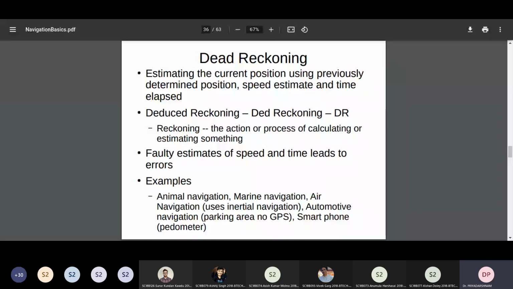The difficulty here is that if your sensors are performing poorly, then your estimates will also be wrong. So this is one of the most difficult things. It has been observed that some animals do use it to a primitive level, and much marine navigation and air navigation uses this inertial navigation. When the GPS signal is not available, for example underground, sometimes automotive vehicles also use dead reckoning.